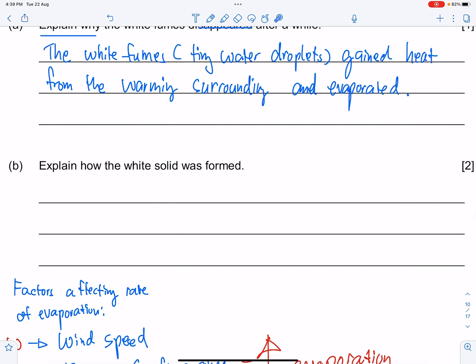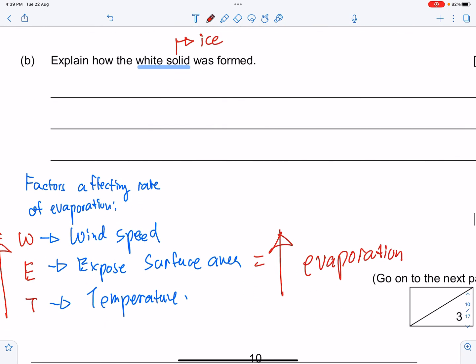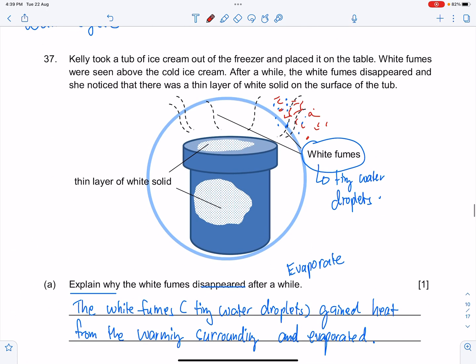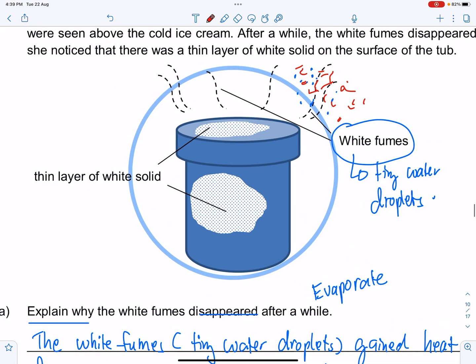Then after that, they were asked how the white solid was formed. The fact that it was a solid tells us that it is actually ice. Why? Because the state of water that is a solid is ice. So for ice to form, you first need water. And this water will need to lose heat in order to freeze. Let's take a look at this question again. Where did the water come from?